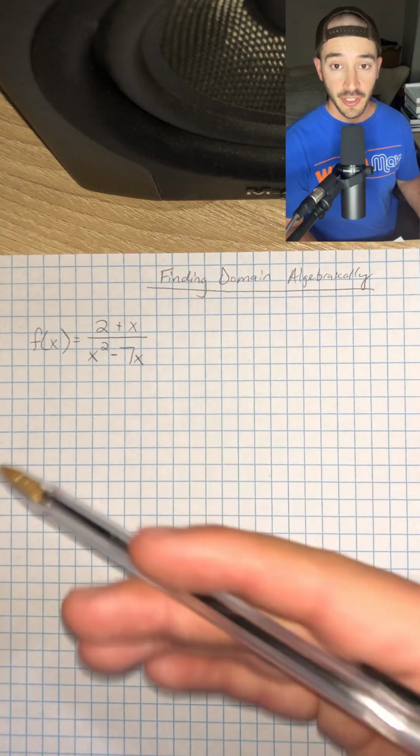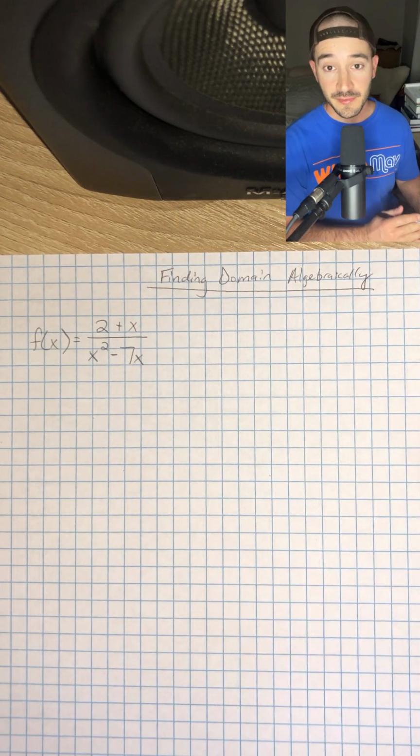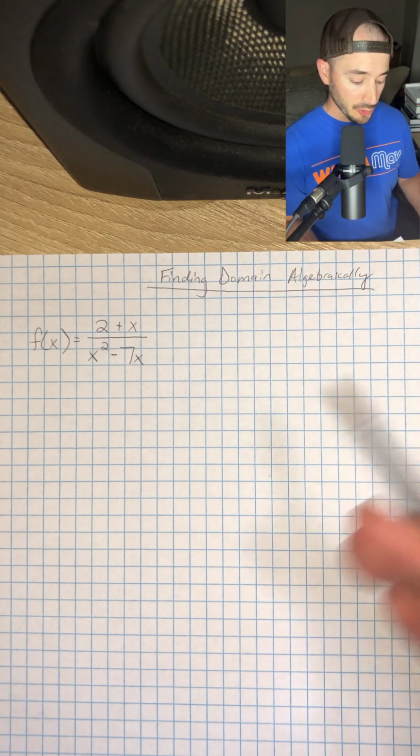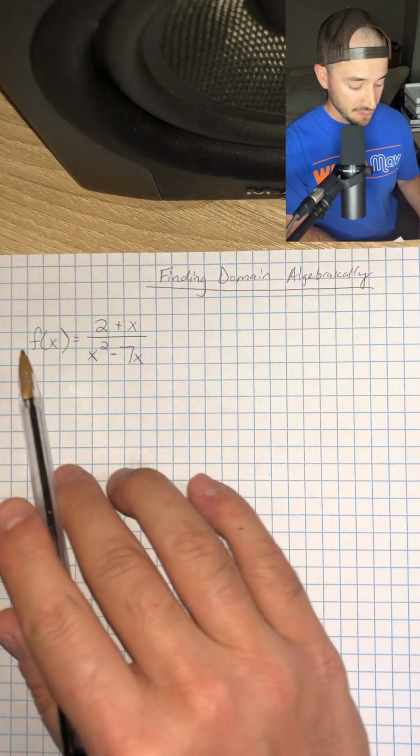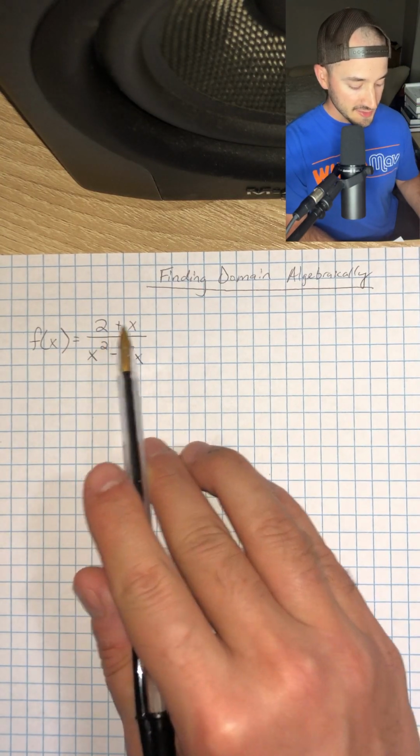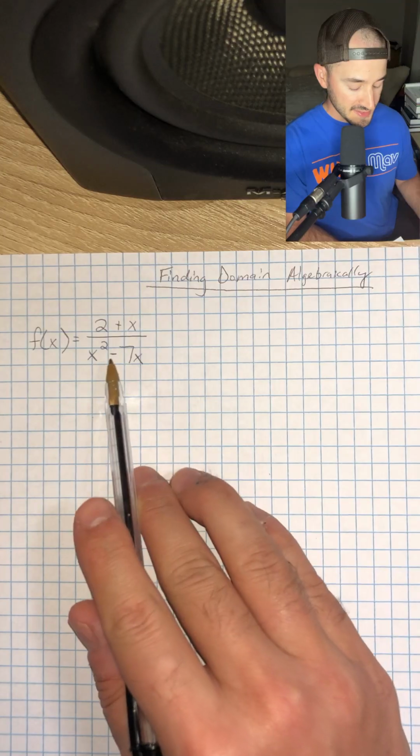Finding domain on a graph is pretty simple. You just look for all the possible x values, looking left to right. But if we want to find it algebraically, we have to look at the function that's given to us. So in this case, we have f of x is equal to (2 plus x) over (x squared minus 7x).